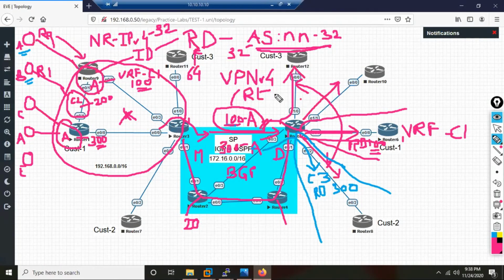So how big is a VPN v4 route? 96 bit, because the IPv4 part is already 32 bit, and let's say this is like 1 colon 100. So 1 is 32 bit and 100 is also 32 bit. So 32, 32, 32, 96 bit long. Just imagine how many routes you can identify uniquely. Even if all the customers are using the same subnet, every customer route can still be kept separate. No two customer routes can mix up.